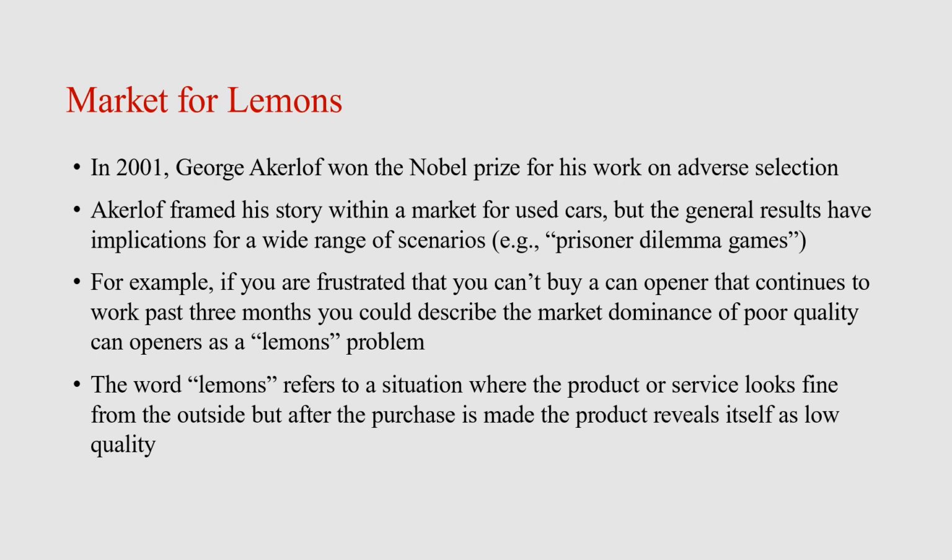The word lemons refers to a situation where the product or service looks fine from the outside, the car looks great, but after the purchase is made, the product reveals itself to be of low quality. The car is a clunker. This was the angle that George Akerlof took. What's interesting is his paper was rejected by about 3 or 4 top journals before it finally found a home, and it basically earned him the Nobel Prize in economics.